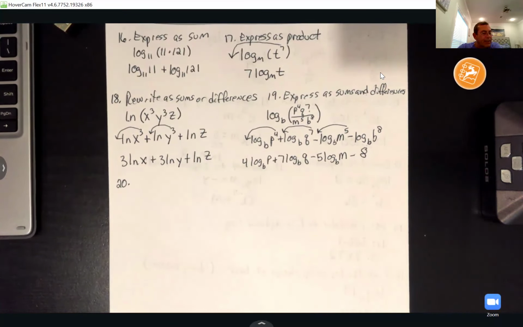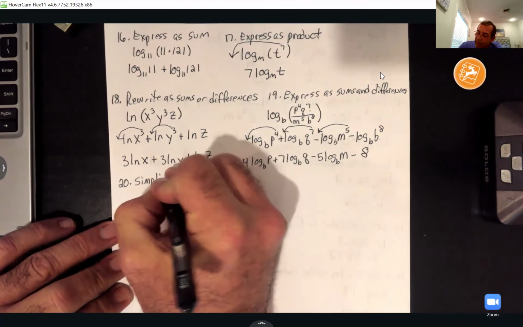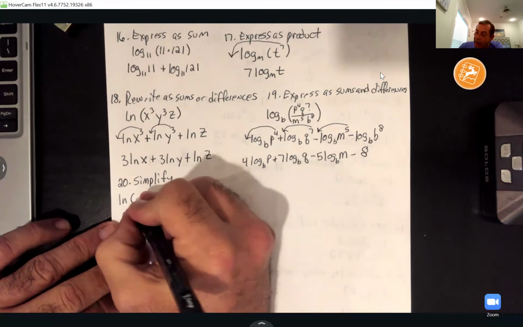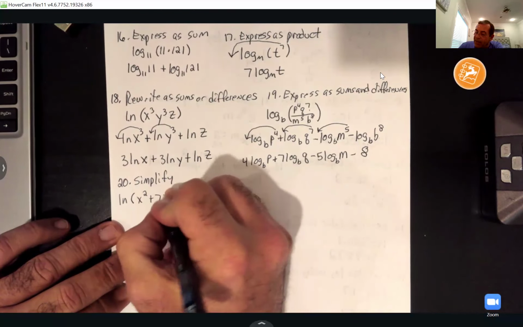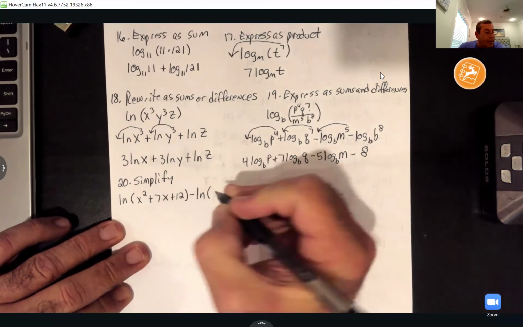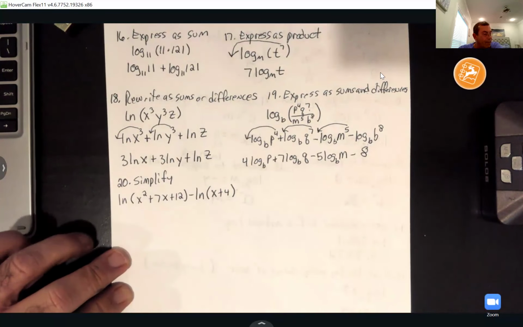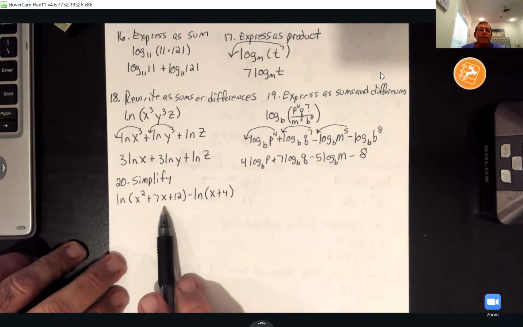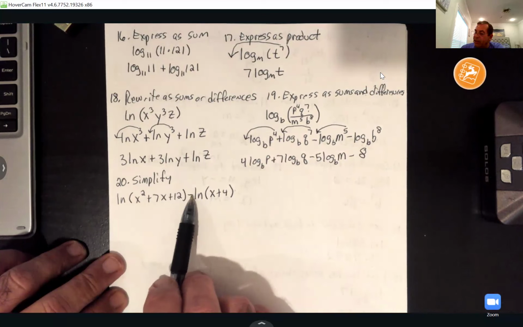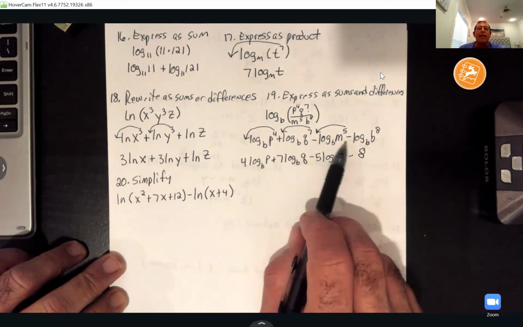All right, y'all, the next one says simplify the expression. They're giving me ln of (x squared plus 7x plus 12) minus ln (x plus 4). So the first thing we have to do is rewrite it as a single log. Since these are being subtracted, remember, stuff that gets subtracted ends up like a fraction.